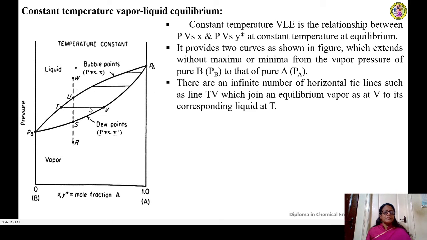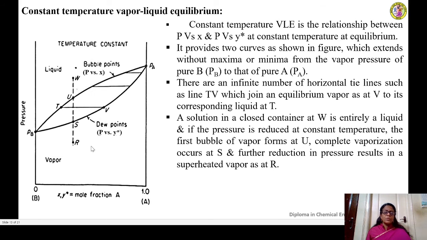So just like the previous diagram, the constant pressure VLE diagram, here also there are a number of horizontal lines called tie lines which join equilibrium liquid and vapor phases, as shown by the line TV. So TV is one typical tie line. The one endpoint T lies on the upper curve, so that point gives you the liquid phase composition at equilibrium. The other endpoint of this line is at point V, which gives you the equilibrium vapor phase composition for any mixture represented on a particular point on this tie line.